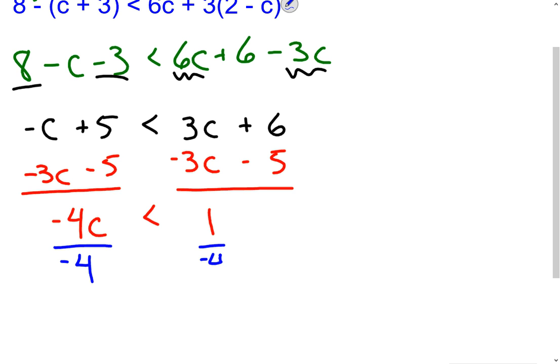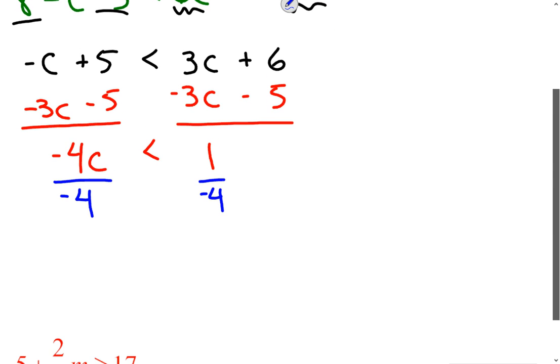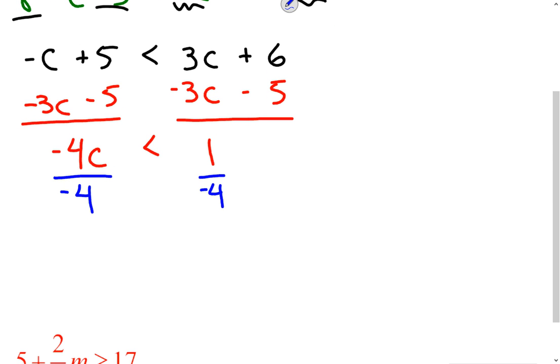Now here's the part that we have to remember. When we multiply or divide by a negative, going back to some previous lessons, remember that sign is going to have to change directions. Left side, c, right side, -1/4. So I've found the solution to that original inequality. c is greater than -1/4.